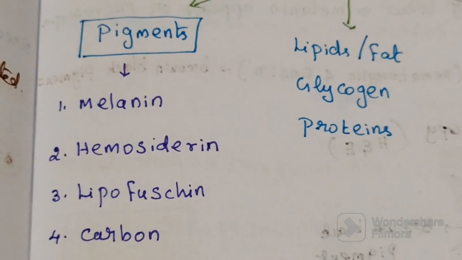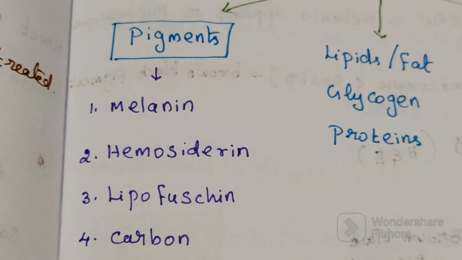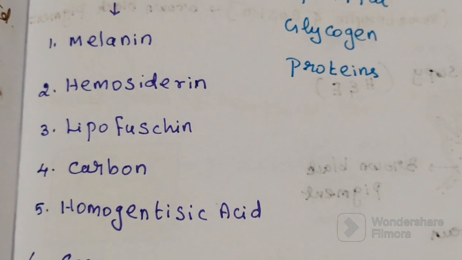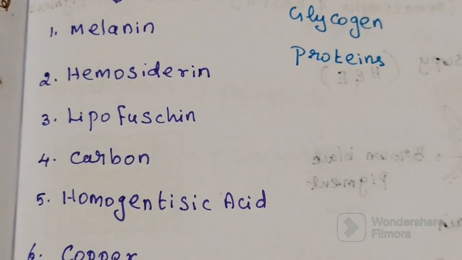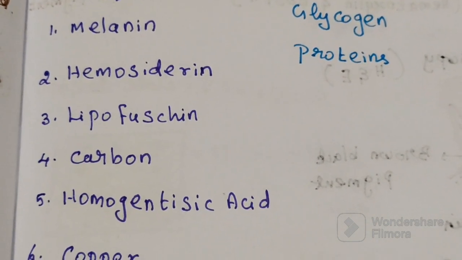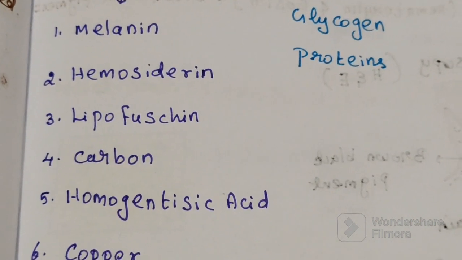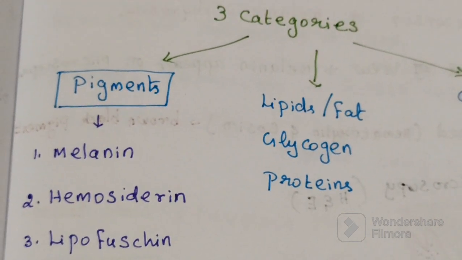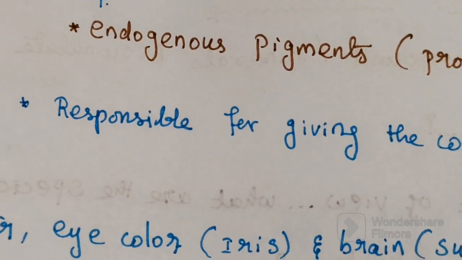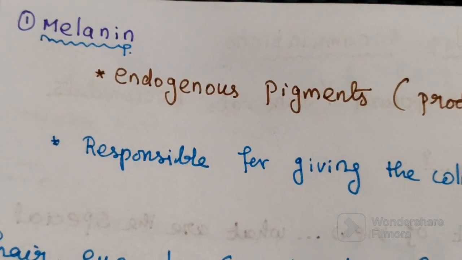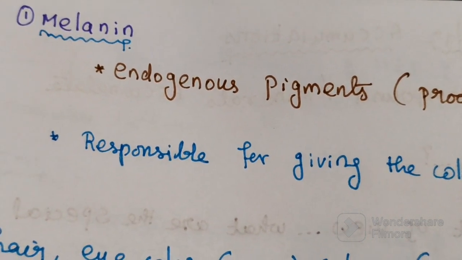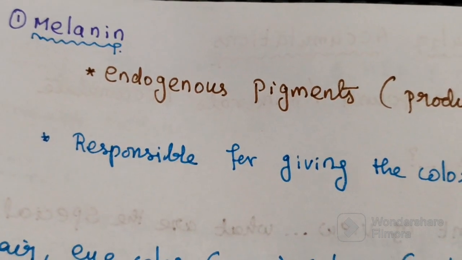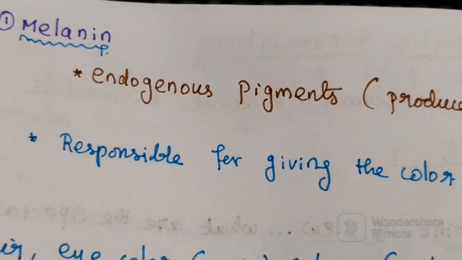First, let's discuss pigment. Examples: melanin, hemosiderin, lipofuscin, carbon, homogentisic acid and copper. These are the examples that come under pigment. First, let's discuss when pigments accumulate inside the cell. Now, an example of an endogenous pigment is melanin.